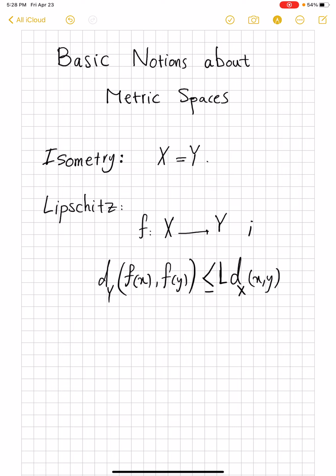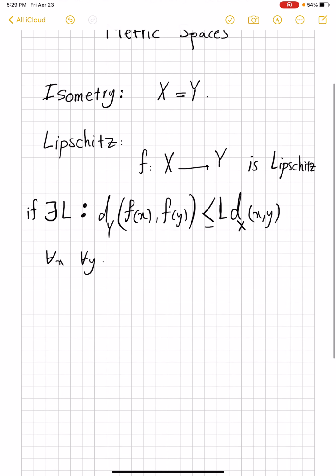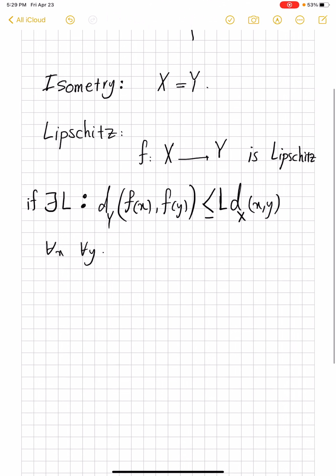So f is Lipschitz, we should say, just to be precise. Lipschitz was some mathematician. If there exists some universal L, such that this happens for every x, for every y. So that L does not depend on the choice of pair of points. Lipschitz maps are very important in metric geometry because, once you pass isometry, they are the closest to preserving some kind of structure.